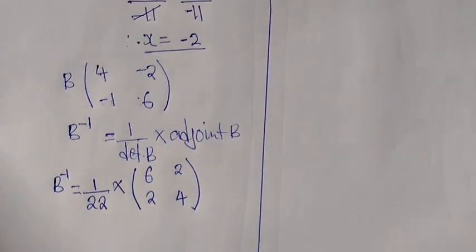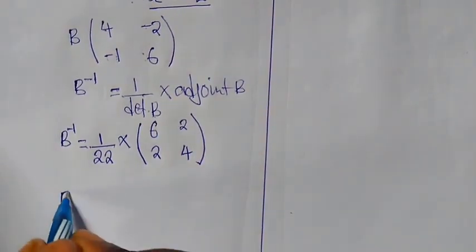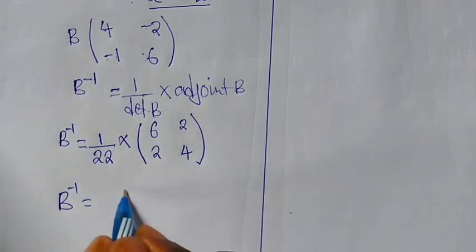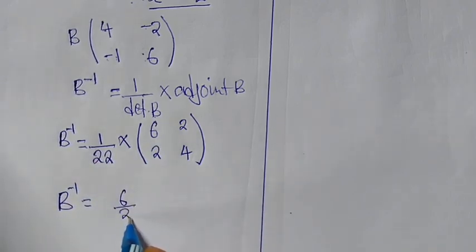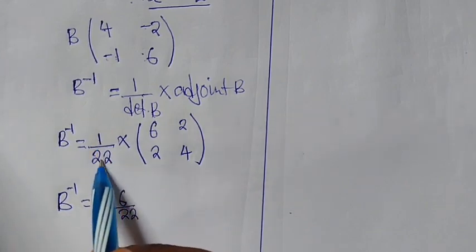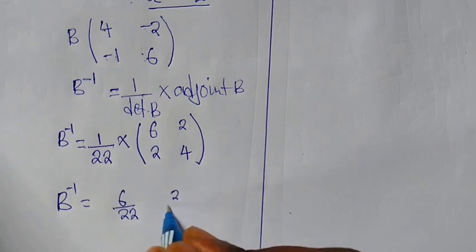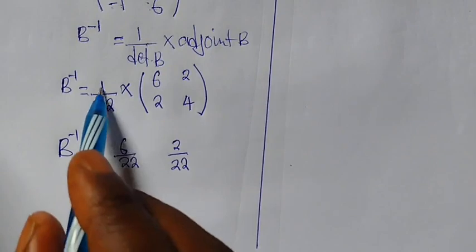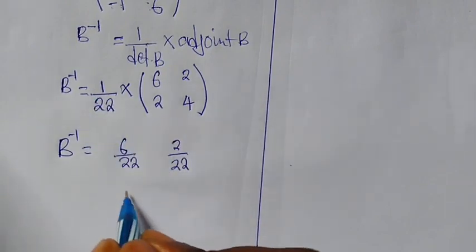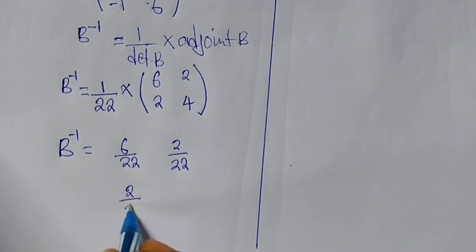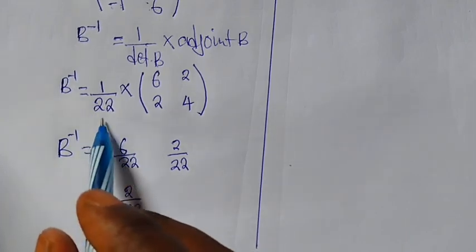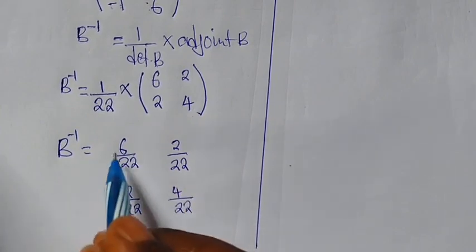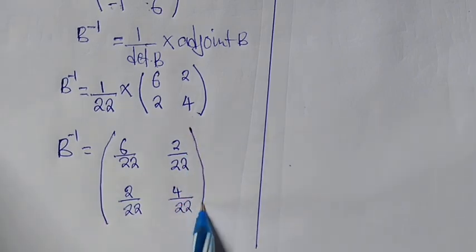Then we just need to multiply. B inverse is equal to 1 over 22 times 6, which is 6 over 22. Then 1 over 22 times 2 gives 2 over 22. I'm just multiplying everything. Again, 1 over 22 times 2 gives 2 over 22. Again, 1 over 22 times 4 gives 4 over 22. This is the matrix that we are getting.